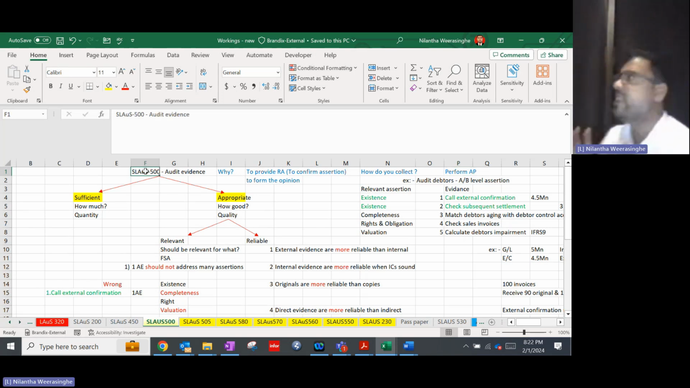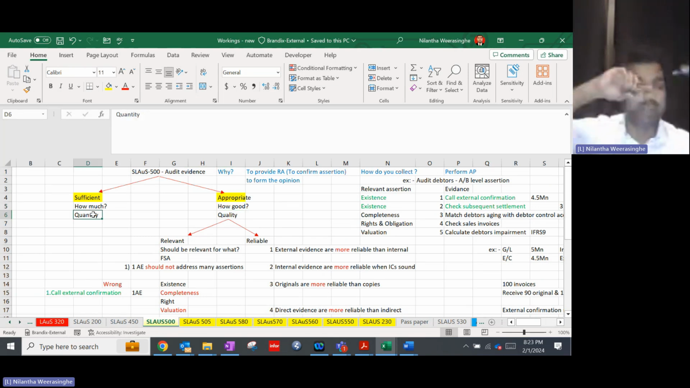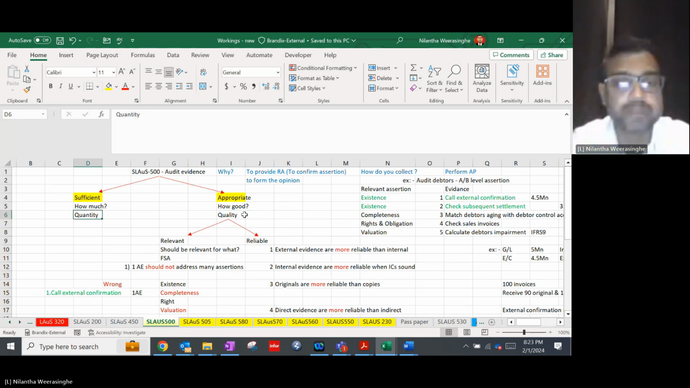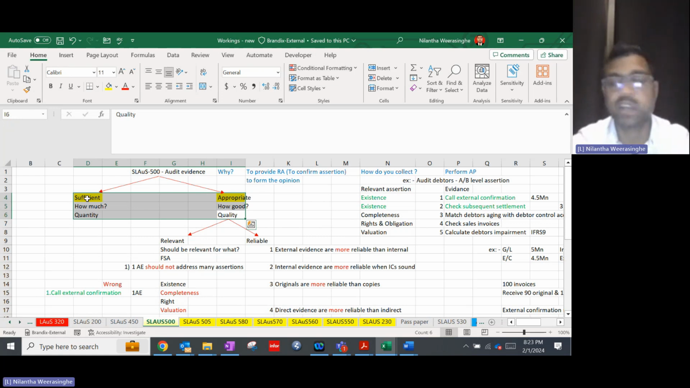Now, the audit evidence standard says the auditor must collect sufficient and appropriate audit evidence. Sufficient and appropriate means what? Sufficient means, in short, how much? Appropriate means how good. In other words, sufficient means quantity, appropriate means quality. In short, the auditor should collect quantitative and qualitative audit evidence.